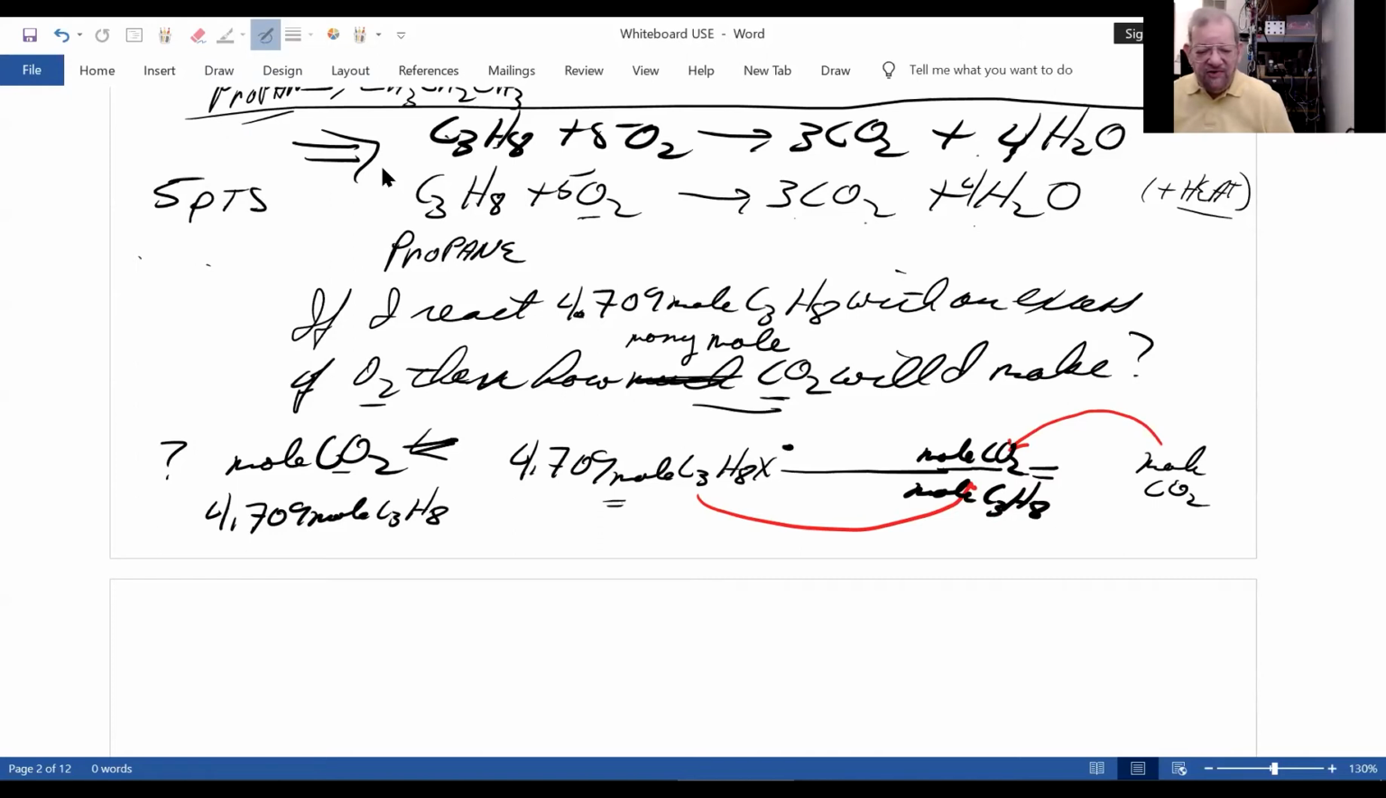And now the question is, where do I get these numbers? From the balanced chemical equation. Propane: when there's no coefficient in front, it's the number one. So 1 mole of propane makes how many moles of CO2? And the answer is 3. So for every 1 mole of propane, I make 3 moles of carbon dioxide. Remember, these are exact numbers.